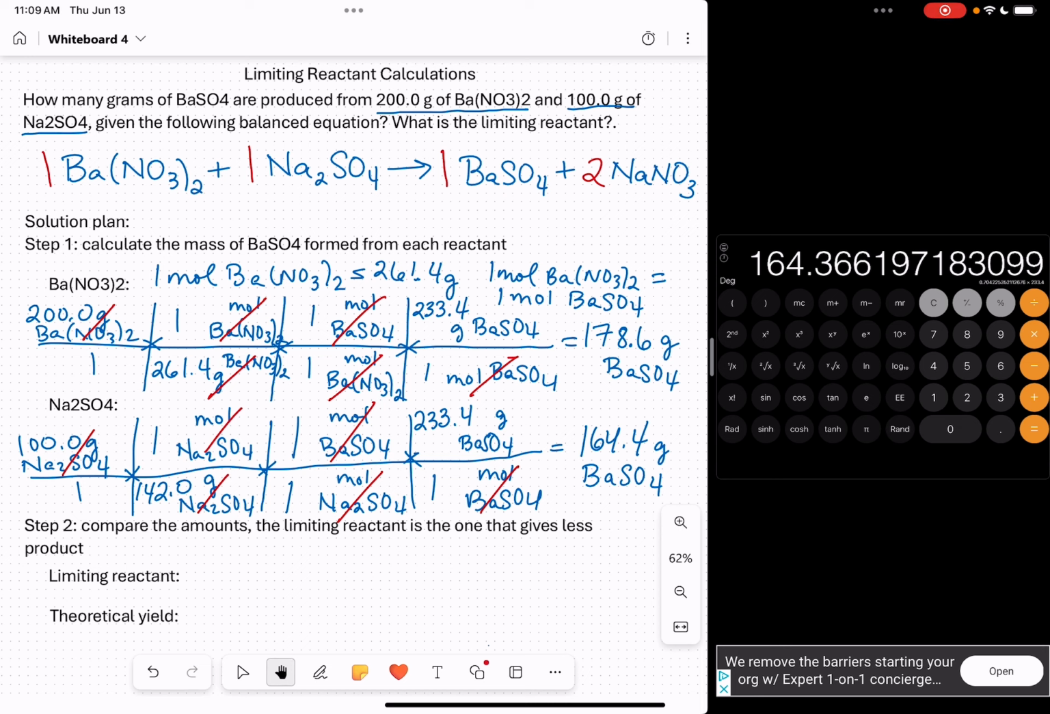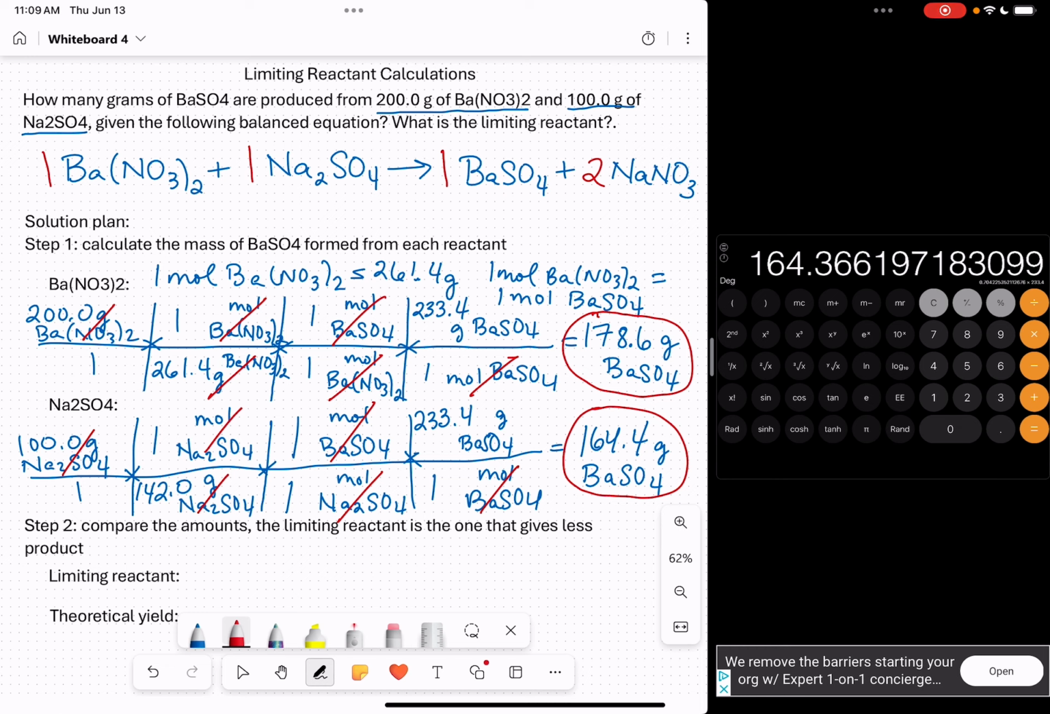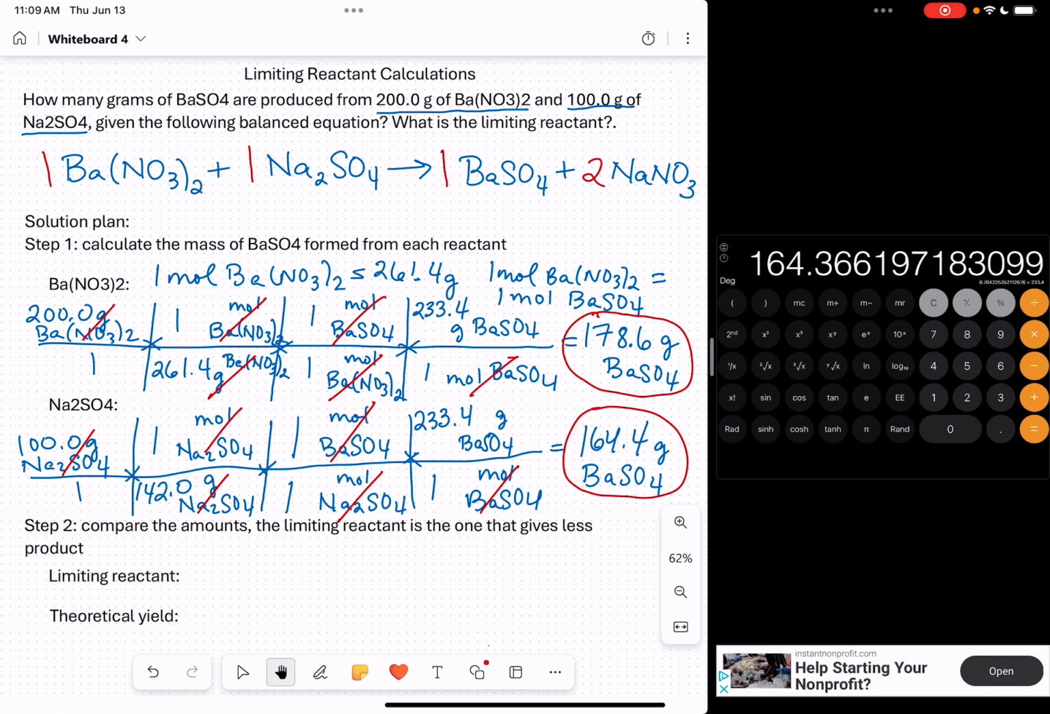So now I have my two numbers that I need to compare. I'm comparing 178.6 grams to 164.4 grams. The sodium sulfate produces less of the product, so it is the limiting reactant. You will run out of sodium sulfate before you run out of barium nitrate, and the reaction will stop. So the most barium sulfate you can produce is 164.4 grams. So that is the theoretical yield.